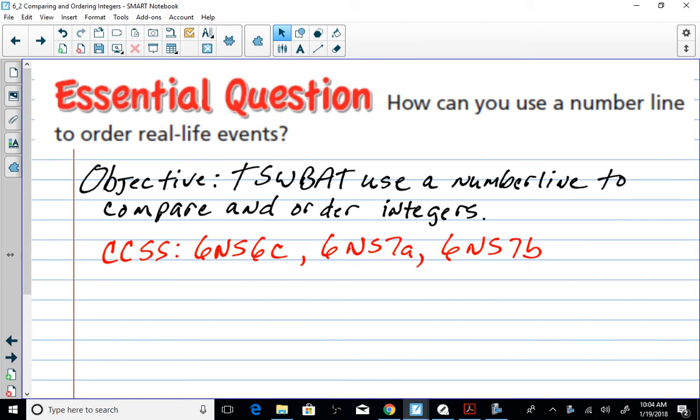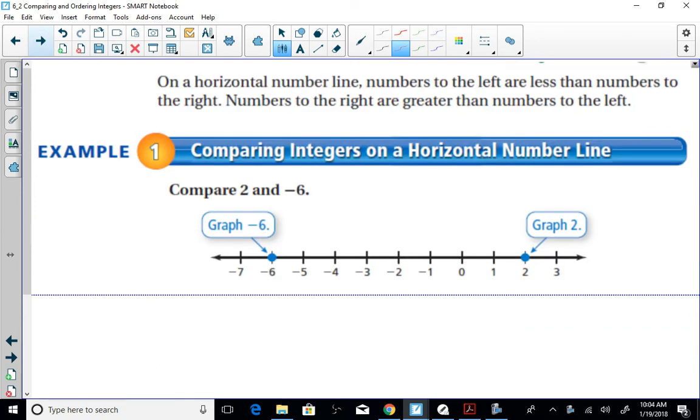Okay guys, the essential question today is going to be, how can you use a number line to order real life events? The objective is to be able to use a number line to compare and order integers. We have three Common Core standards that we're going to be covering with this lesson. Okay, our first example.